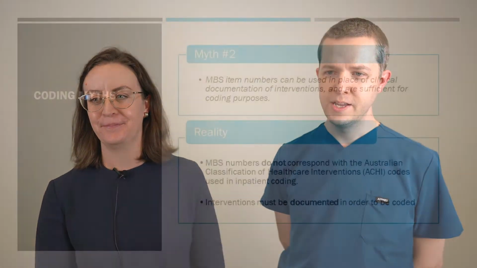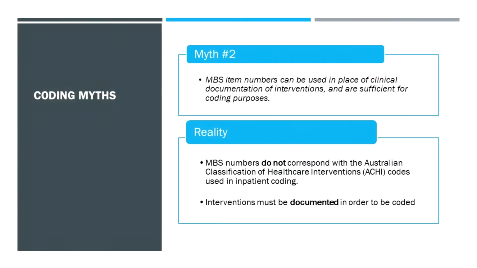That's sort of the platonic ideal of clinical documentation. Right. Let's have a look at number two. This one says, MBS item numbers can be used in place of clinical documentation of interventions specifically and are sufficient for coding purposes. That sounds quite efficient, right?